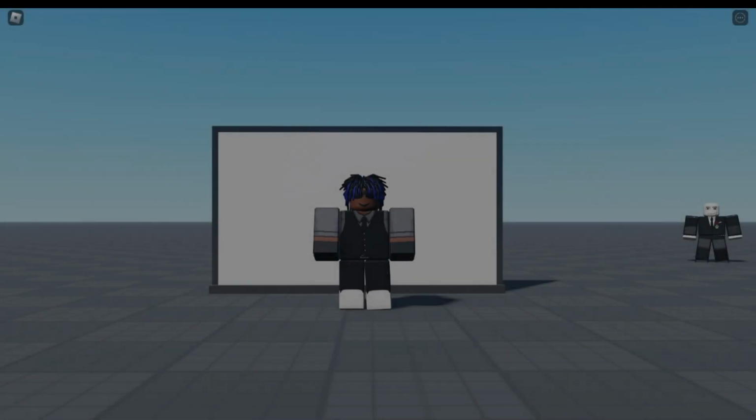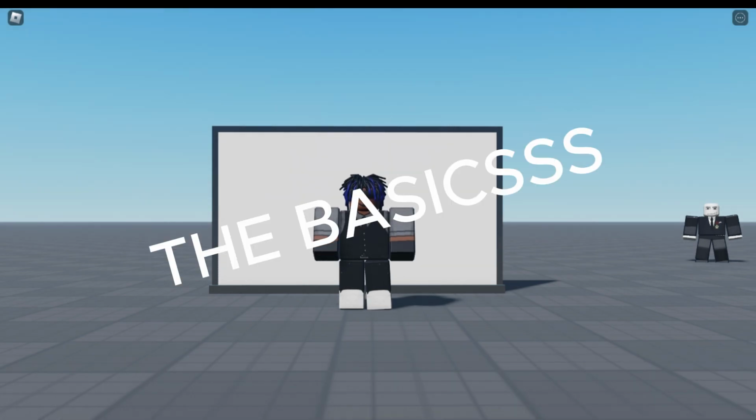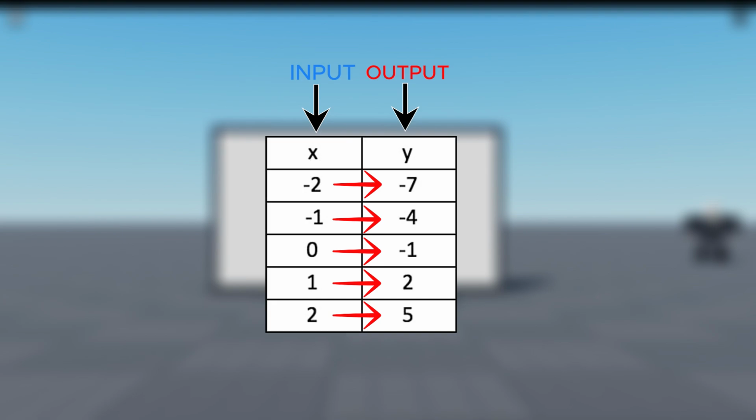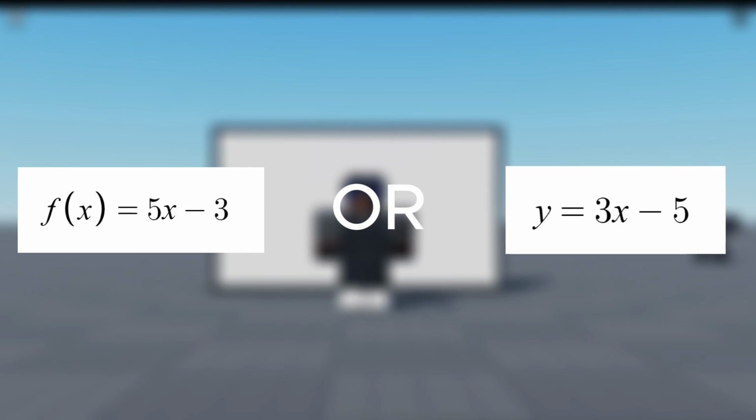Alright guys, before we get into everything that is functions, there is some stuff that I'd like you to know first. A function in math is a special relation between the set of input values and the set of output values. In a function, each input value, which is x, gives a particular output value, which is y. We represent a function in math as f of x or y equals, they both mean the same thing.